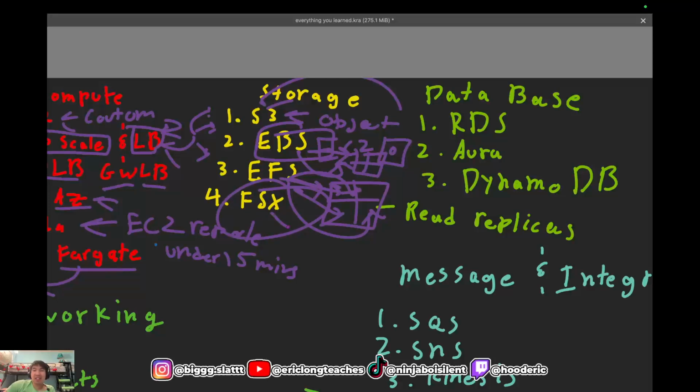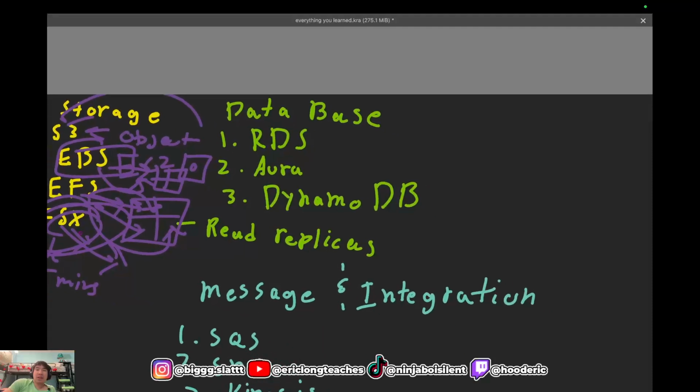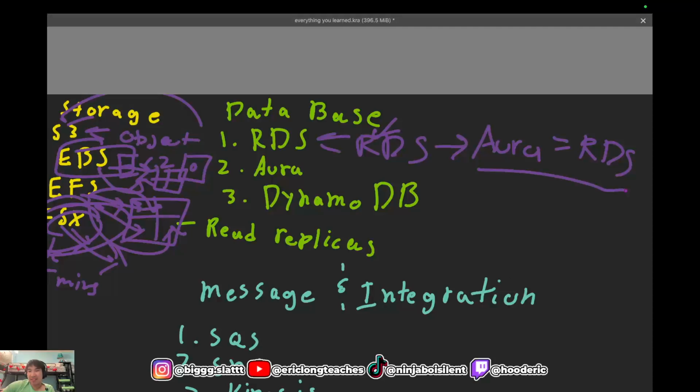FSx is not used too often, but if you have a Windows configuration, then you could go ahead and use this one. Okay, moving on to databases. There's RDS, which stands for, I think, Relational Database Service, where the data is related to each other. Aurora is basically RDS except upgraded, much better in every aspect, but it does cost more. And this is the Amazon version.